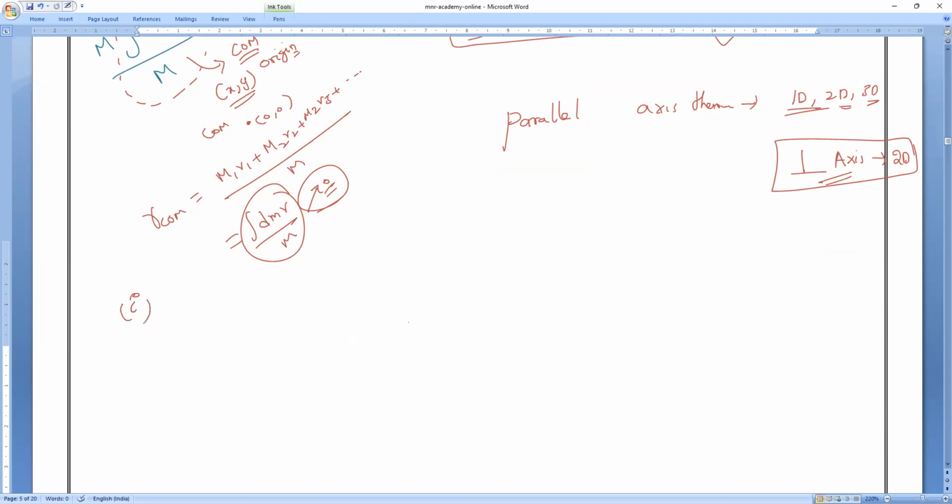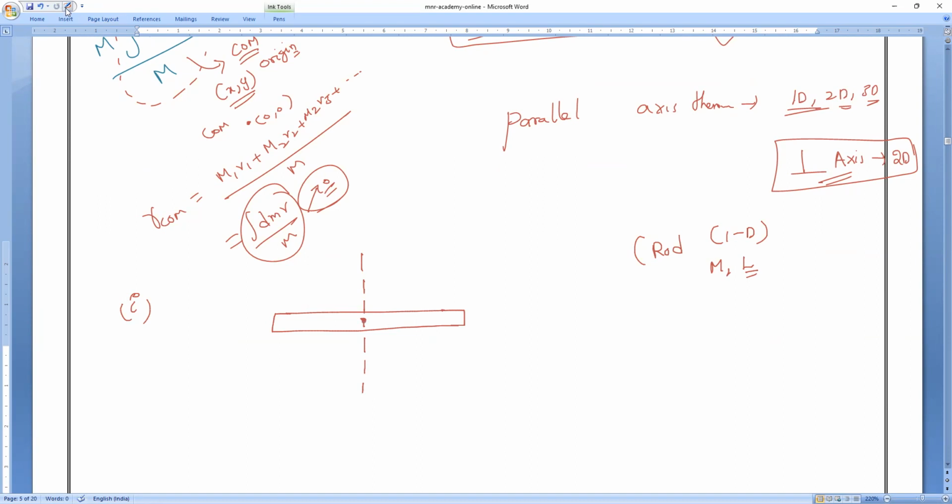The question which we have already studied. Let me take a glass rod, or a rod. We have taken it as one-dimensional, having mass M and length L. Now what is the moment of inertia when the axis is passing through the center of mass? Moment of inertia through center of mass.